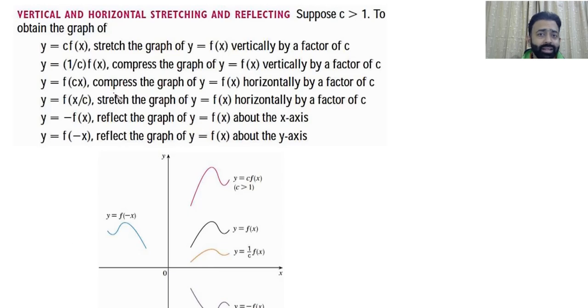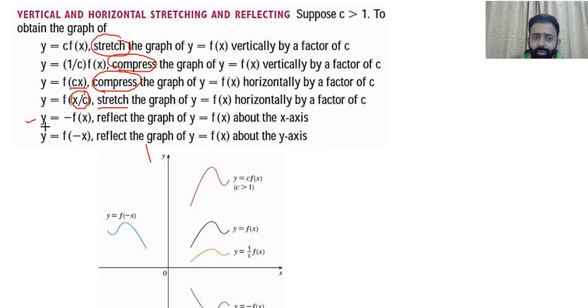So remember, the transformations along the x and y-axis are opposite. If you are multiplying x with a number greater than 1, along the x-axis it will be compressed. Along the y-axis, it was stretched. Please remember this. Along the y-axis, it was stretched. Along the x-axis, it is compressed. Both these things are opposite. Just remember. Similarly, if you are dividing x by c, here it will become a stretch. Earlier, if you were dividing, it would compress.